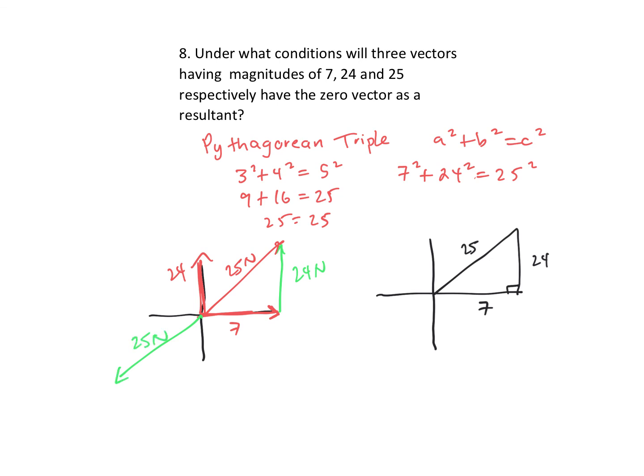So the equilibriant would be in this direction. So in order for the 3 vectors to have a 0 vector as a resultant, they would need to be at a right angle. The 7 and the 24 would have to be at a right angle to have the resultant.